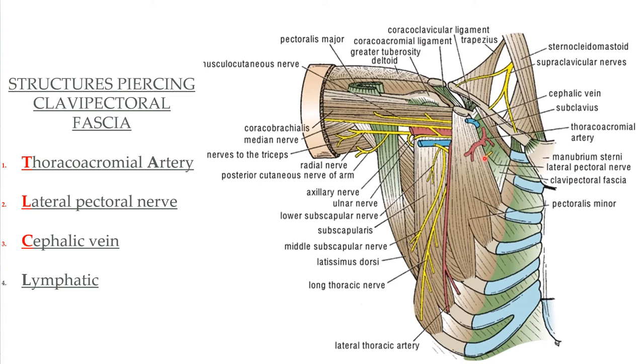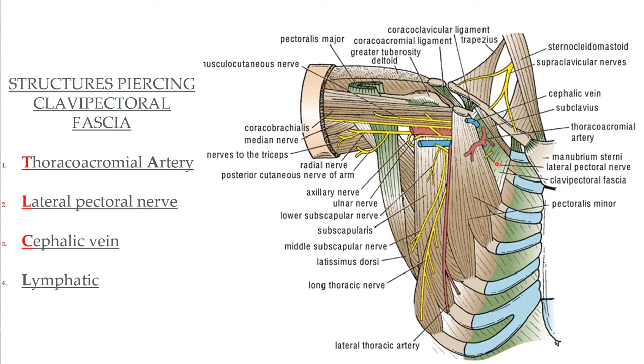This lateral pectoral nerve comes from the lateral cord of the brachial plexus. After piercing the clavipectoral fascia, this nerve innervates the pectoralis minor muscle and comes in superficial relation to it. Along with these three structures, one more structure pierces the clavipectoral fascia.